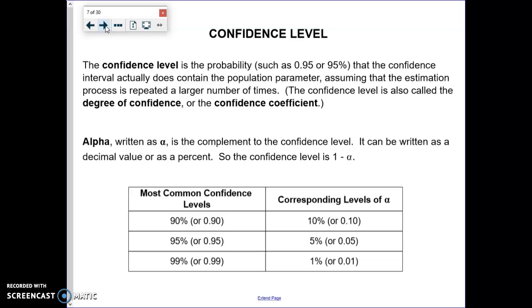But this value, alpha, written as the Greek letter alpha, tends to be the complement of the confidence level. So confidence level is equal to 1 minus alpha. Now, we'll talk more about alpha when we start talking about hypothesis testing for standard 11. But here are some very common confidence levels: 90%, 95%, and 99%. And of course, the confidence level can be anything you want it to be, but those are the 3 most common. And then you can see their corresponding levels of alpha. Again, I wouldn't get too hung up on knowing alpha right now, but we will once we start talking more about hypothesis testing in the next standard.